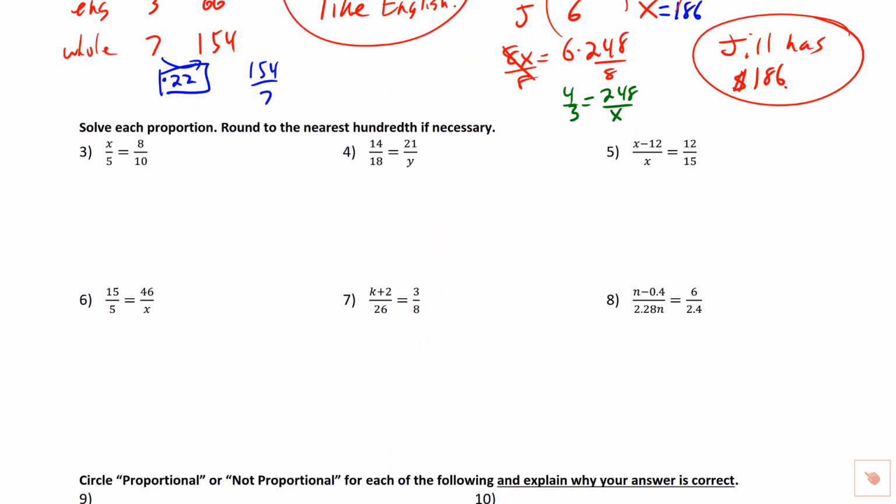It says solve each proportion, round to the nearest hundredth if necessary. So remember, if there's decimals in the problem, we're going to answer as a decimal. Otherwise we're going to answer as an integer or as a fraction. So let's go ahead and do this one.